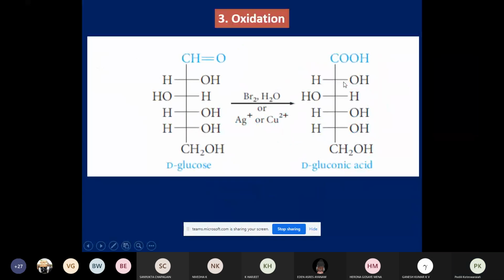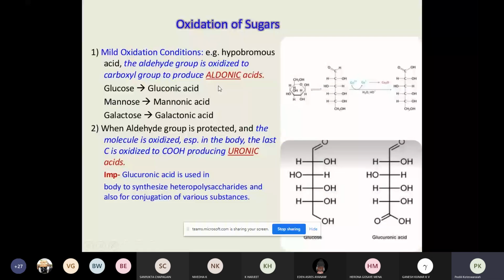Then coming to the oxidation. So sugars undergo oxidation and give various products, in the presence of a mild oxidizing agent like bromine water.